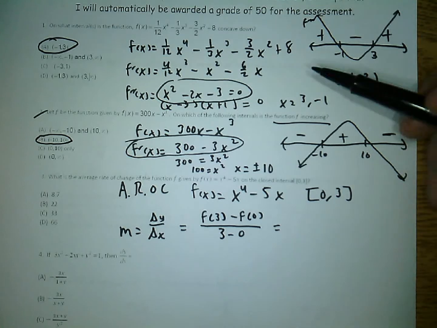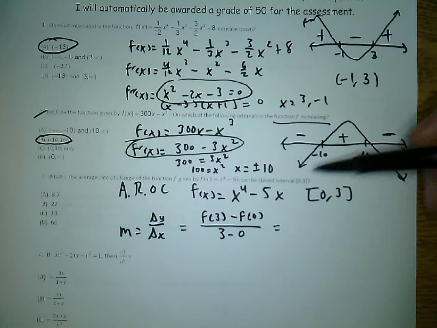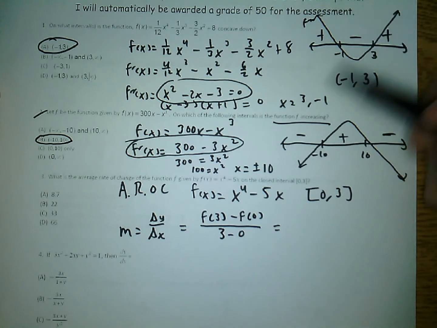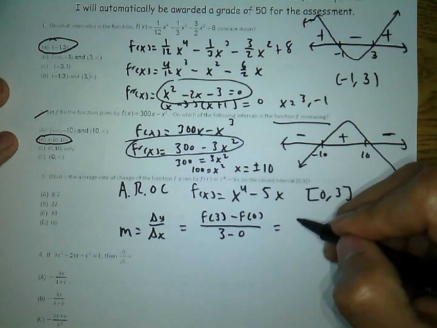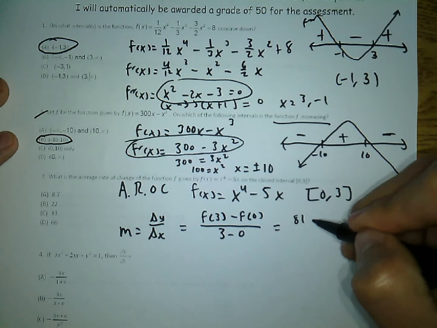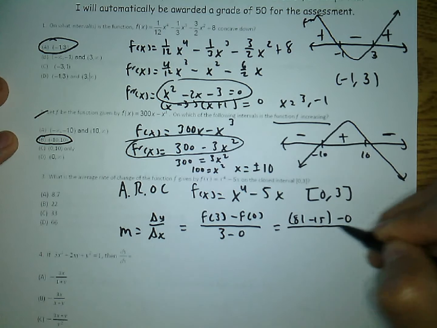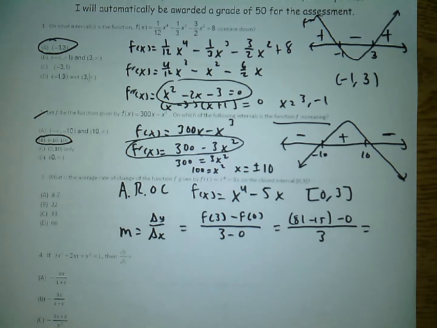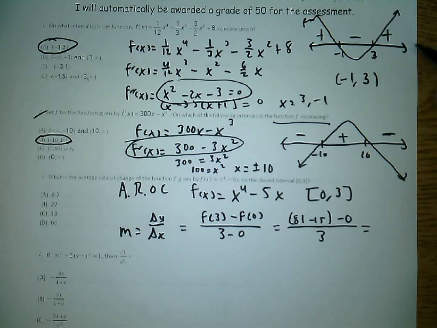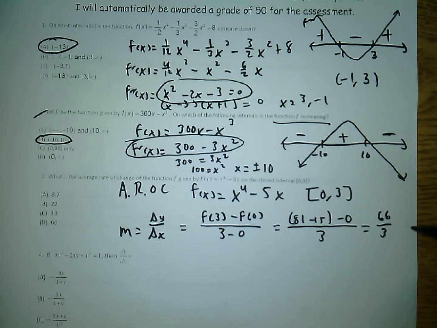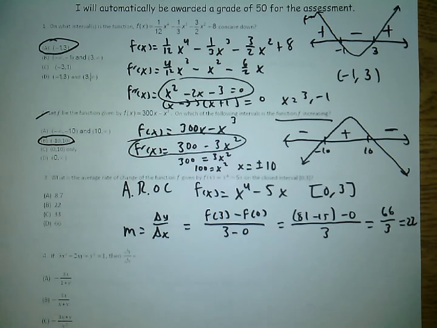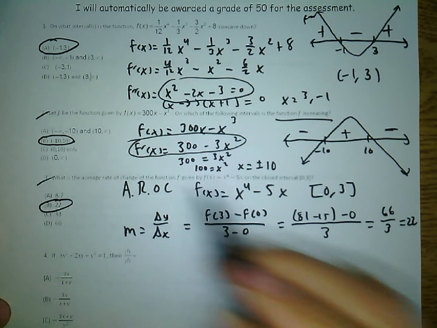Let's figure this out really quick. If I plug in 3, 3 to the 4th power gives us 81 minus 15. If I plug in 0, it's just 0. So the denominator is 3. 81 minus 15 gives us 66, and 66 divided by 3 gives us 22. So your average rate of change is going to be the letter B.